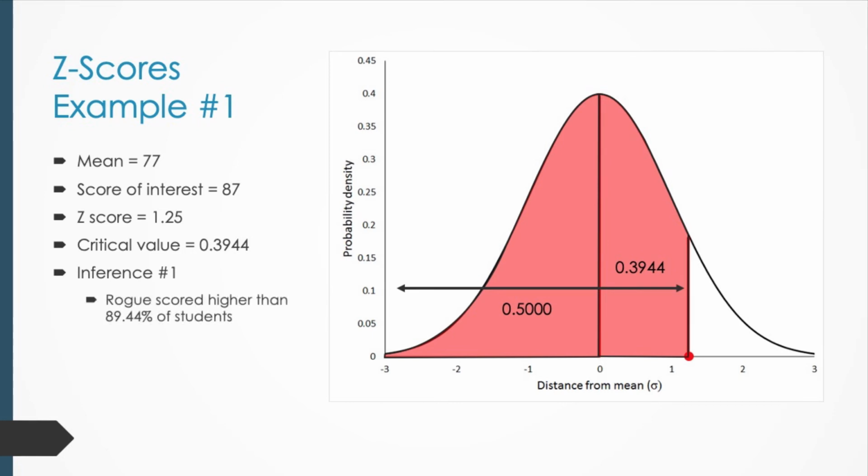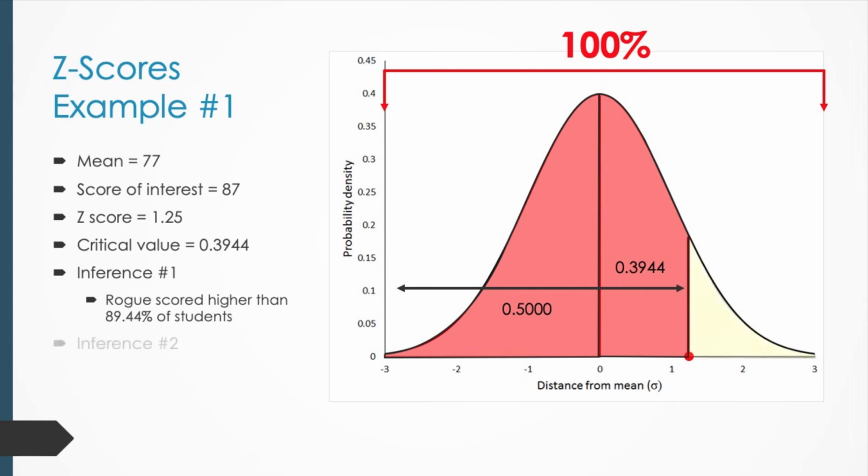So this is telling us that Rogue scored higher than 89.44% of students. And finally, since we also know that the normal distribution accounts for 100% of observations, all we have to do is subtract what we already know from 100, because that's going to tell us what percentage of observations exist in this tail highlighted by yellow.